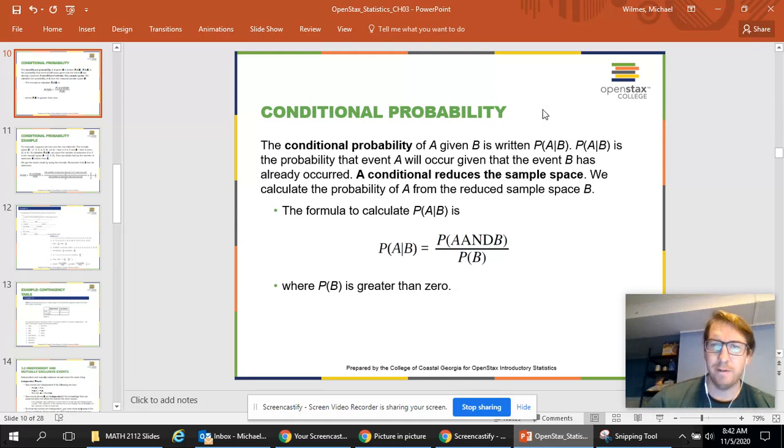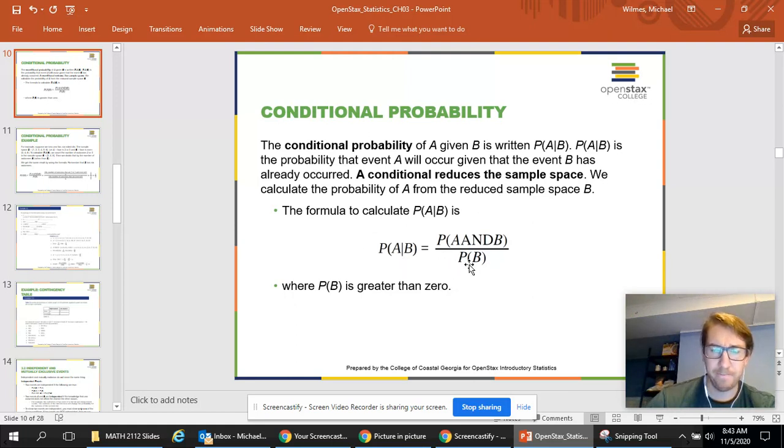So we're looking at just the sample space where B occurs, and then we want to find the probability that A occurs inside of that smaller sample space. So you can think about this as reducing the sample space. I think it will help make some sense to you. The probability of A given B is the probability that event A will occur given that event B has already occurred. So once event B happens, then we need to find event A happening on top of it. So it's kind of calculating two probabilities. A conditional reduces the sample space, as we talked about, and so we calculate it with the following formula.